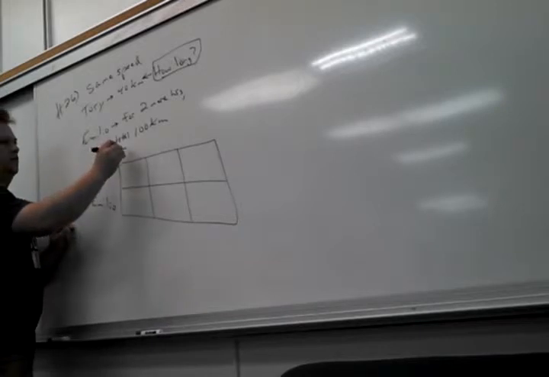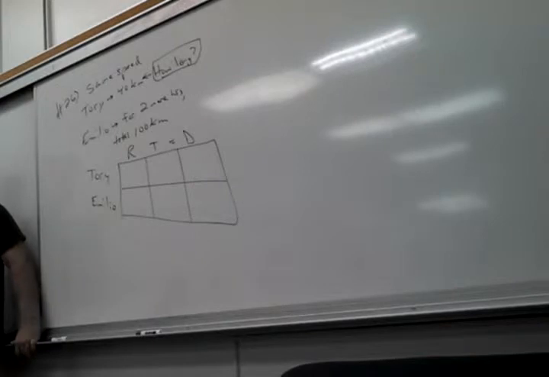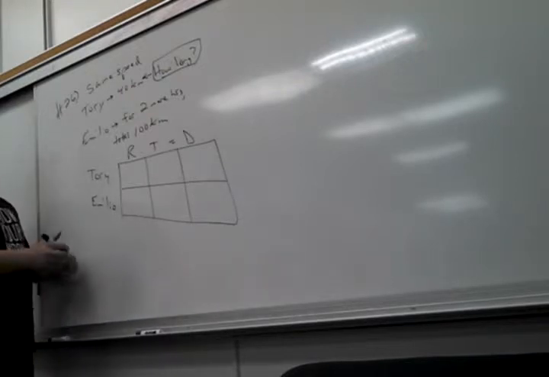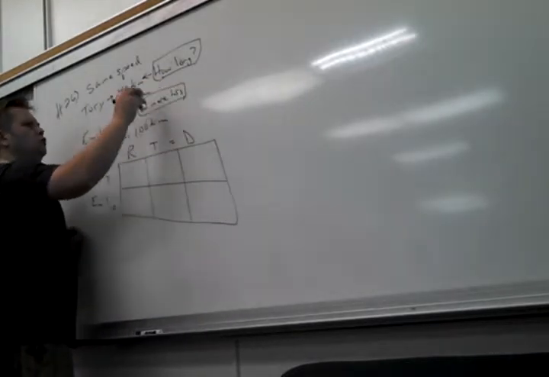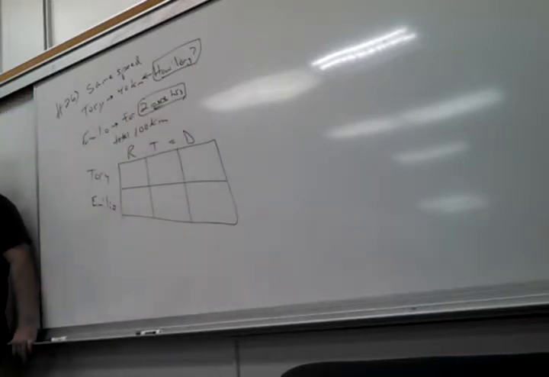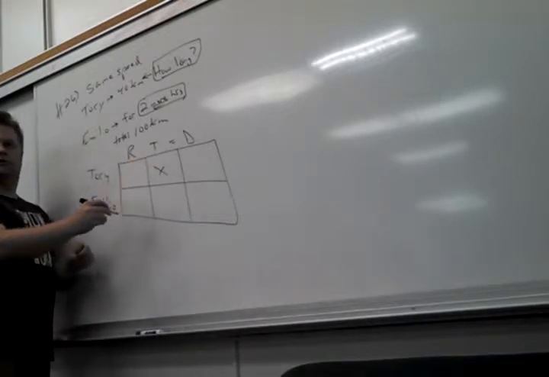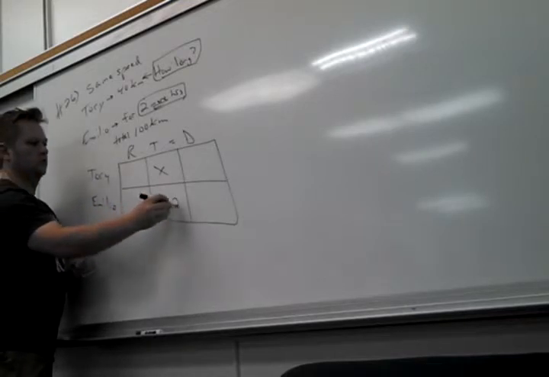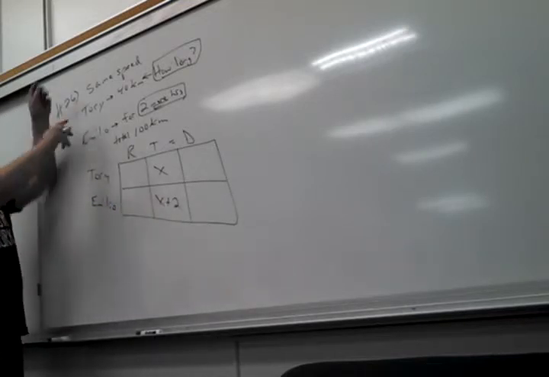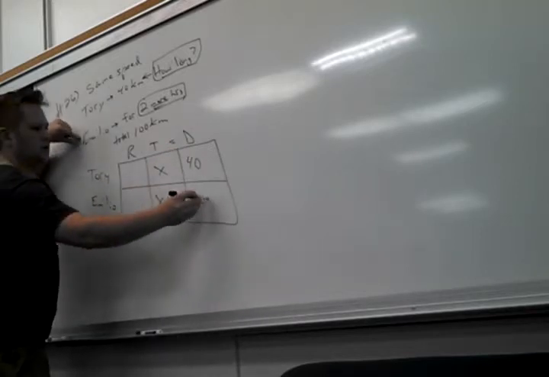So here we got rate times time equals distance. What can we fill in for sure? Distance. The difference. Now this is for 2 more hours. So Emilio didn't go 2 hours. He went 2 more hours than Tori did. Good. So if Tori went x hours, Emilio went x plus 2. Tori went 40 kilometers, Emilio went 100.